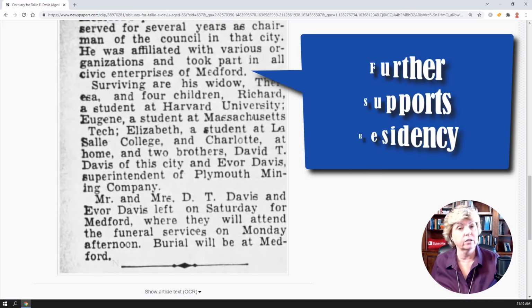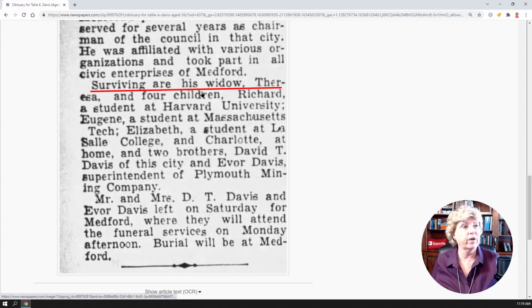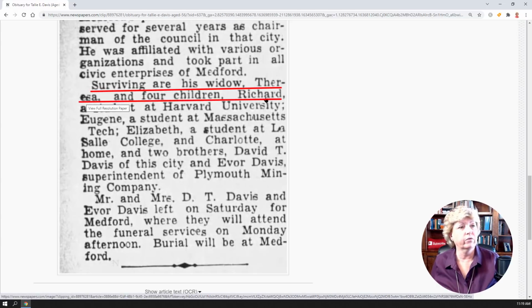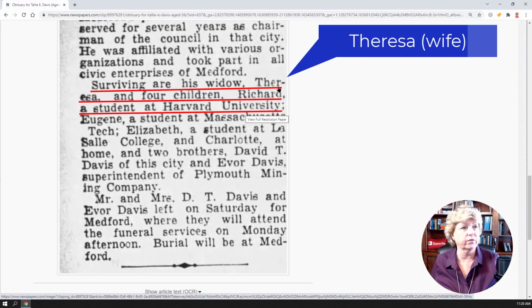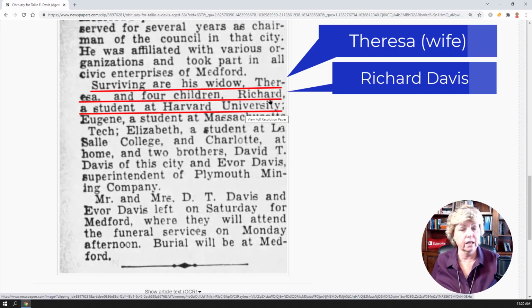All right, so now we start getting into some of the ancestors. Surviving are his widow, Teresa, and 4 children. We have Richard Davis, we can add to the profile. He is a student at Harvard University. All right, so Teresa is the first person to be added, okay? Richard Davis would likely be the first child because typically in an obituary or in a will, people are written in chronological order of their birth.